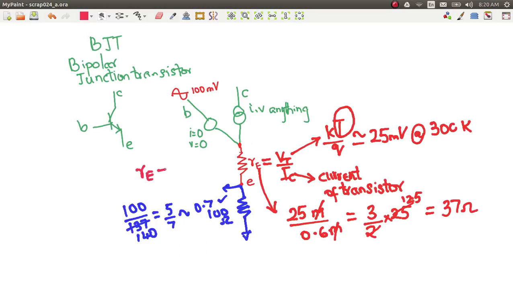So the RE in this case is 25 millivolts divided by 2.2 milli, almost 2 milli, a little. So this is 10% more than 2 milli. 2 would have given me 12 ohms, so maybe around 10.5 ohms. So let's call this around 11 ohms.